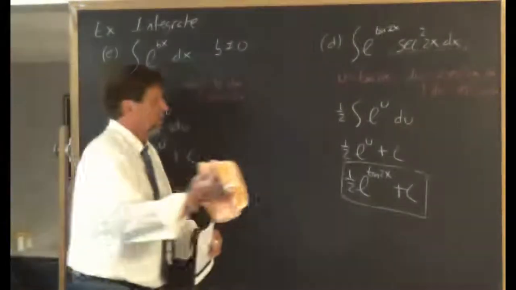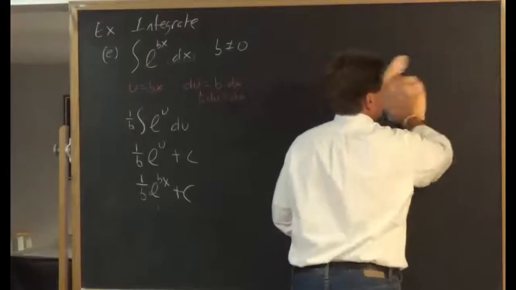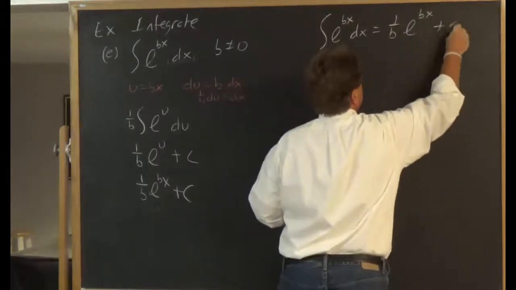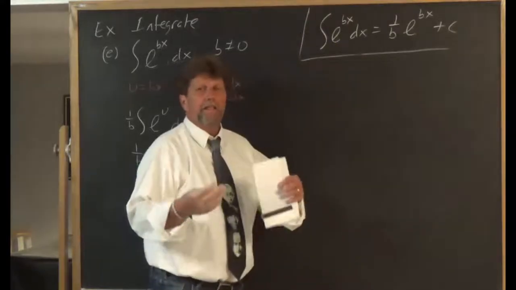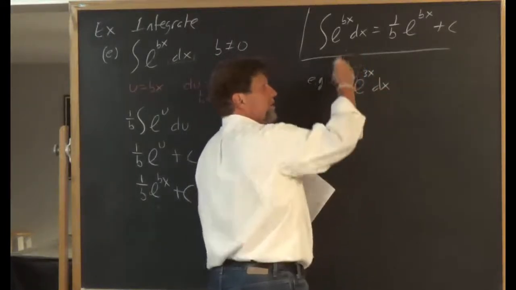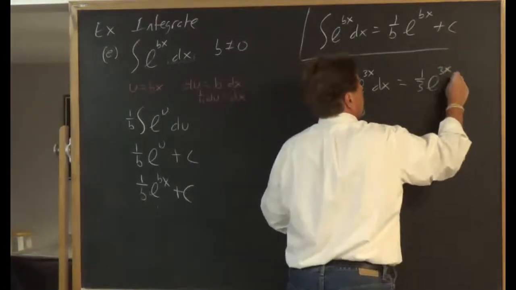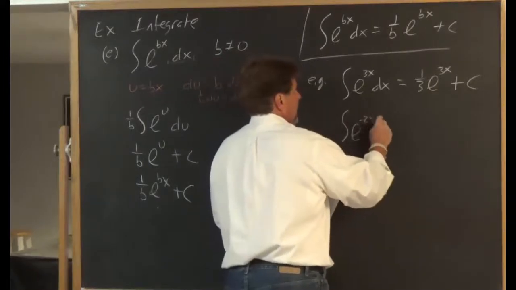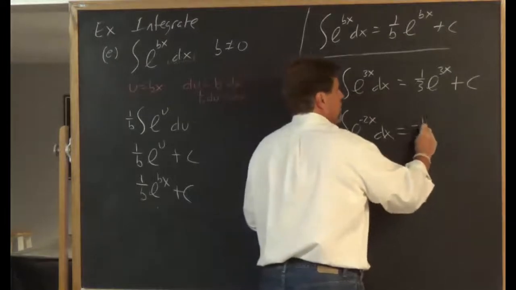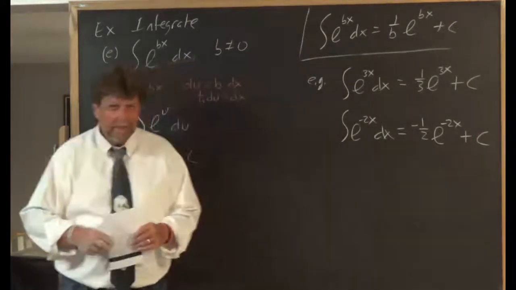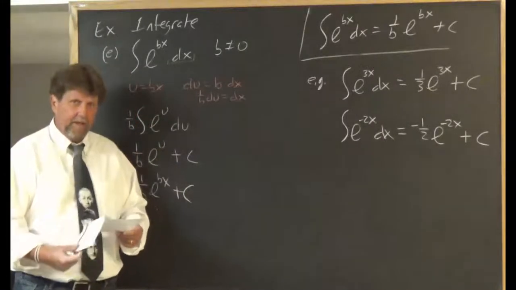So it looks like we have just developed a new little formula, which is going to come in handy, trust me, that the antiderivative of e^(bx) dx is 1 over b e^(bx) plus c. I mean, it's such a time saver. So if you see the antiderivative of e^(3x) dx, just knowing this, you immediately have the antiderivative is 1/3 e^(3x) plus c. Done. Or if you see e^(-2x) dx, you immediately have the antiderivative as negative 1/2 e^(-2x) plus c. Done. So it's a nice little handy formula to know. It's going to be a big time saver in the future.